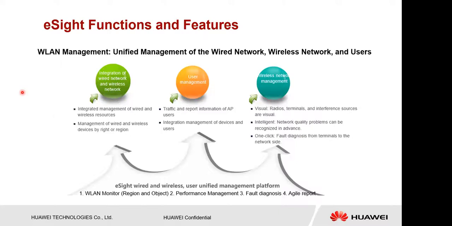And eSight also supports WLAN management, unified management of the wired network, wireless, and also the user. So the integration of wired and wireless network. You can get all the information based on the user that is connected via wired or wireless. And you can also have the user management. You can have the traffic and report information based on the AP, or maybe based on the SSID as well. And for this wireless network management, you can see the visual of the radio, terminal, and interface sources. And also it has the one-click feature which you can use to diagnose the fault from the terminal to the network side.